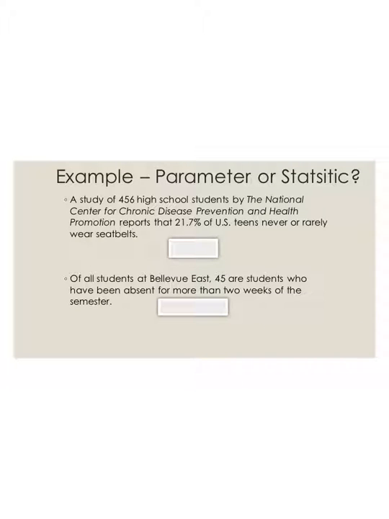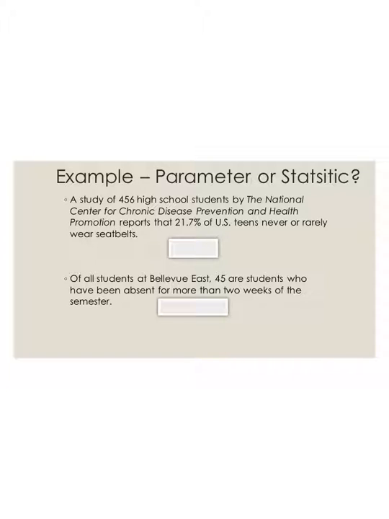Now let's look at some examples. We want to know if the data value from the survey was a parameter or a statistic. So note we have a study of 456 high school students by the National Center for Chronic Disease Prevention and Health Promotion reports that 21.7% of U.S. teens never or rarely wear seatbelts. Take a minute and think about it and see what you're thinking.